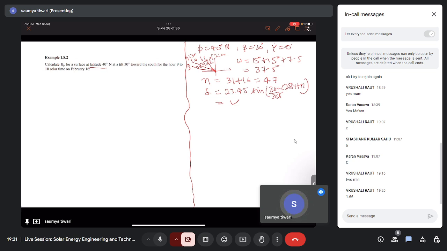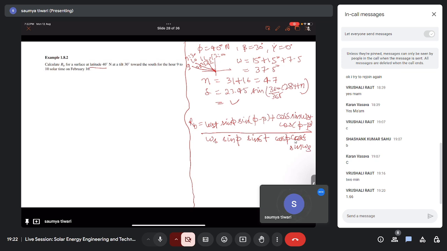Now, if we look into the formula, RB is equal to (cos ωst · sin φ sin(φ−β) + cos δ sin ωst · cos(φ−β)) upon (cos ωs · sin φ sin δ + cos φ cos δ · sin ωs).